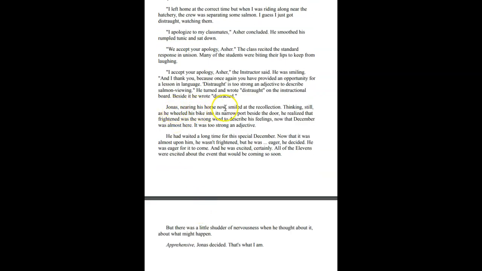Jonas, nearing his home now, smiled at the recollection. Thinking still as he wheeled his bike into its narrow port beside the door, he realized that frightened was the wrong word to describe his feelings now that December was almost here. It was too strong an adjective. He had waited a long time for this special December.